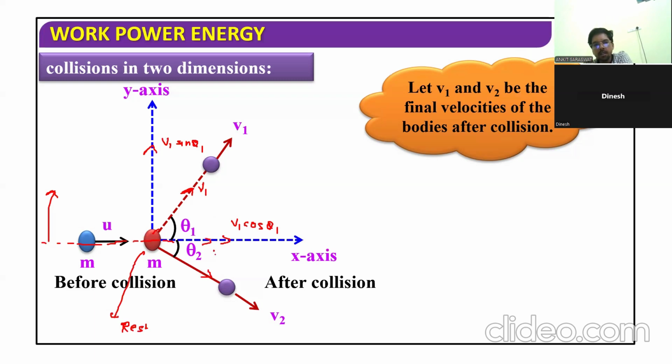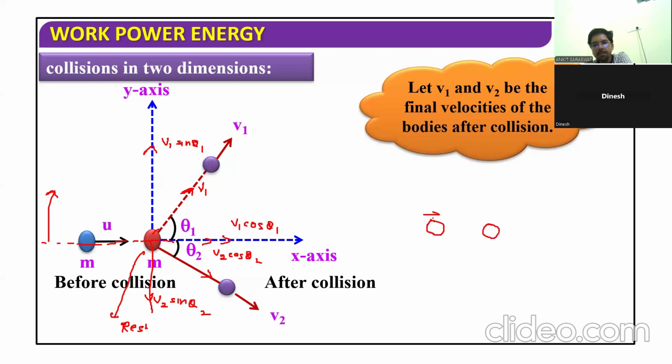This ball has velocity v2 cos theta 2 in one direction and v2 sin theta 2 in the other. Clear? A student asks how V1 and V2 can be in two directions. See, after collision, this ball is going with a velocity v1. How can it move in two directions? We have just considered it like this.